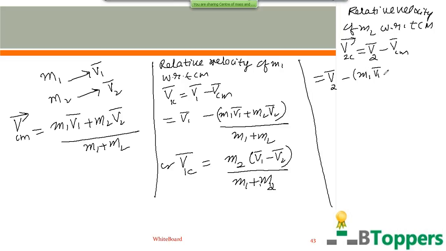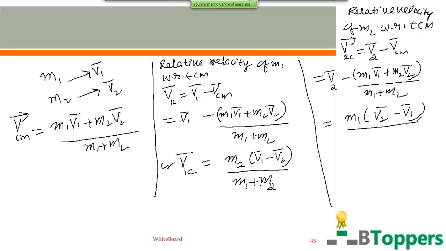VCM bar you can write as (m1 v1 bar plus m2 v2 bar) by (m1 plus m2). You can simplify this. You get m1 into (v2 bar minus v1 bar) by (m1 plus m2). The masses m1 and m2 are always positive scalars. So m2 by m1 plus m2 is a positive scalar. In the same way, m1 by m1 plus m2 is a positive scalar.